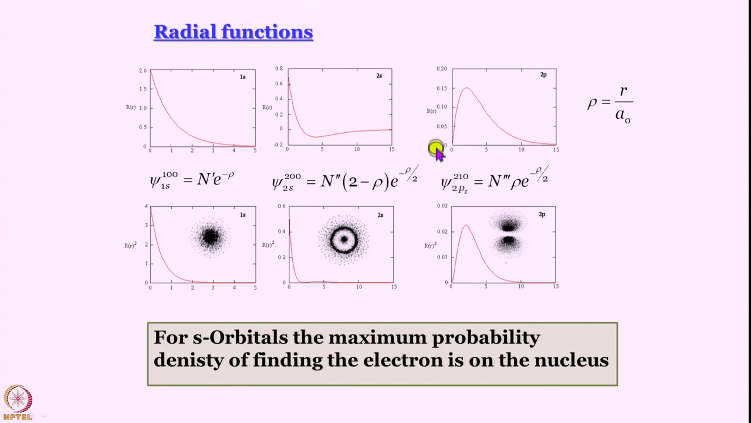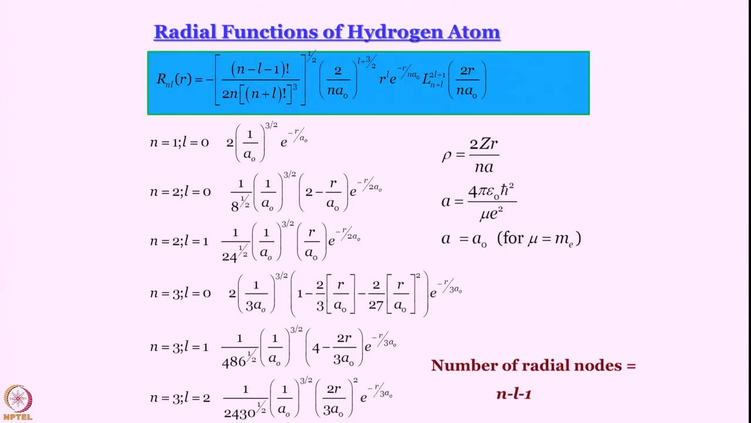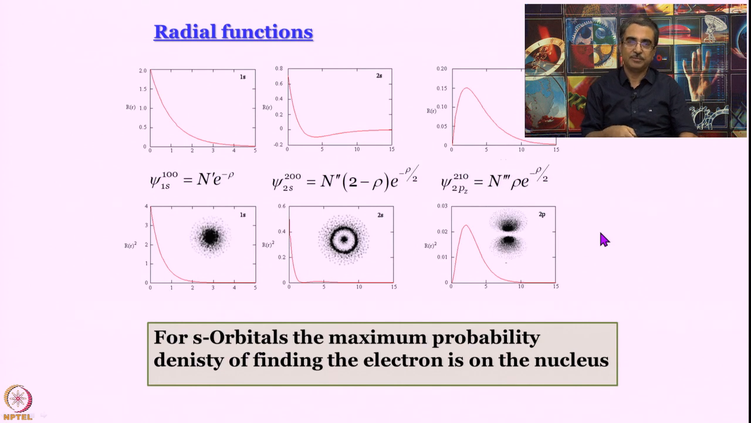As you see, this 2p goes through a maximum. We will come back to this later also, but if you just go back to the equations, I think you can see it very clearly. Where is 2p? n equal to 2, l equal to 0 is 2s, n equal to 2, l equal to 1, this is your 2p. What do I have in 2p? I have r by a 0 multiplied by e to the power minus r by 2 a 0. So, r by a 0 increases with r naturally, e to the power minus r by 2 a 0 decreases with r. Take a product, you are going to get a function that goes through a maximum, and we will have more to talk about that.